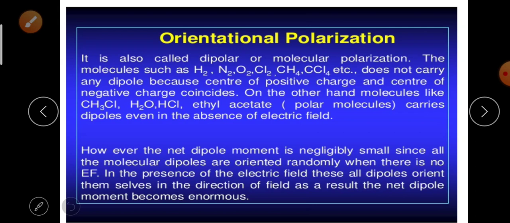In the presence of the electric field, all the dipoles orient themselves in the direction of the field. As a result, the net dipole moment becomes enormous.